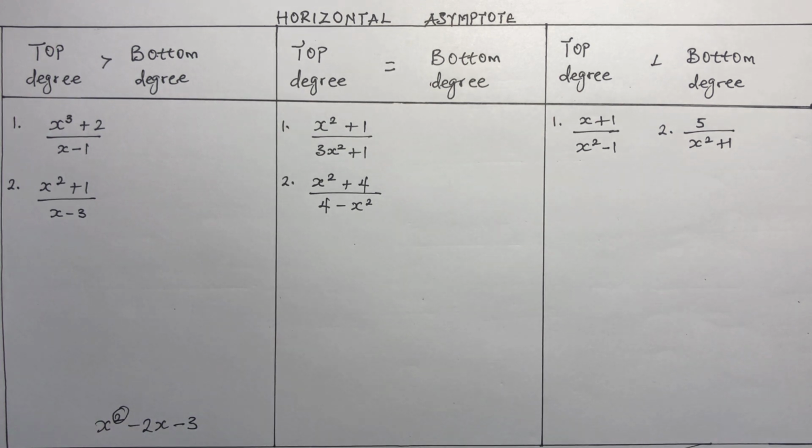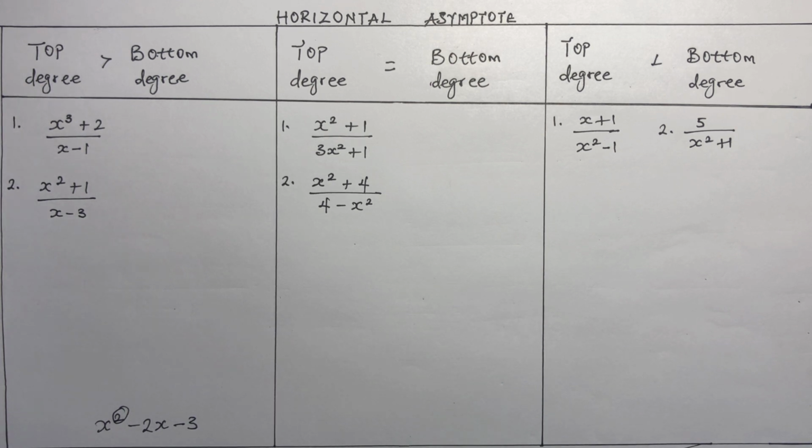Now let us take the same knowledge and look at these rational functions that we have. We have from the top, and we can see that the degree of the top, which is the numerator, in our question 1, is 3. And we have from the bottom that the degree of x is 1. So we can say that the top degree is greater than the bottom degree.